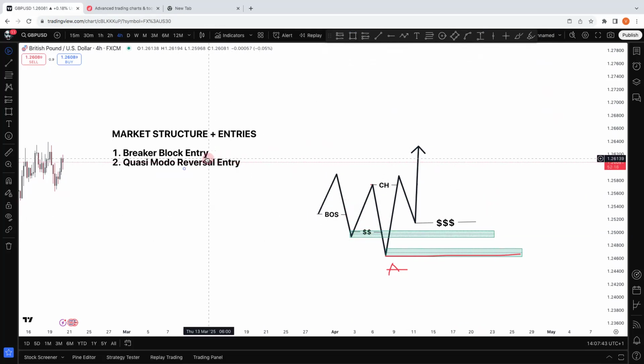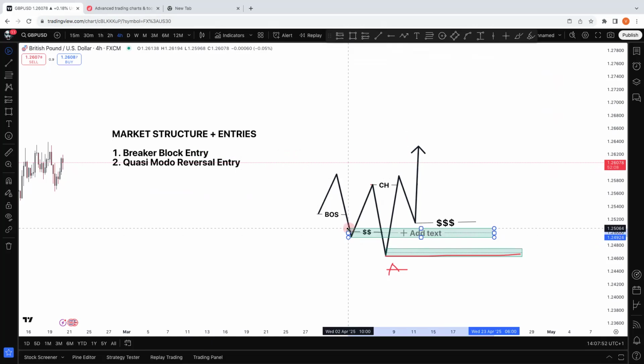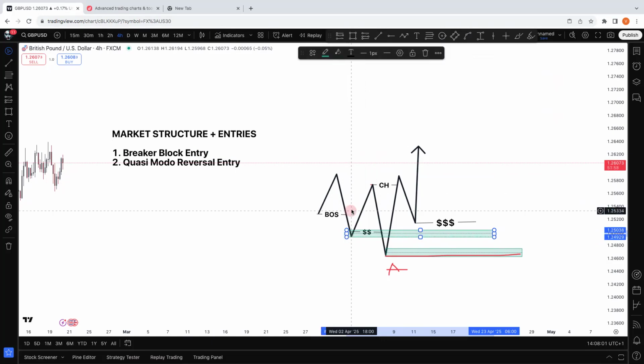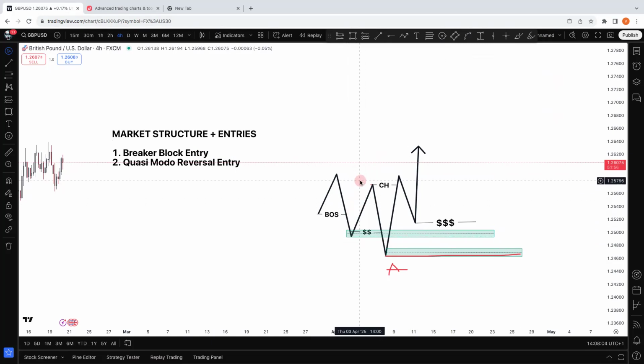Now, remember, don't get this confused with breaker block, right? This is the other block that was swept before the change of character happened, right? And for a breaker block to be reliable or valid, the market has to always retest it immediately after the break, right? But in this Quasimodo, you don't have to worry about that. Market can come back whenever it likes, retest on this Quasimodo, and just push to the upside.